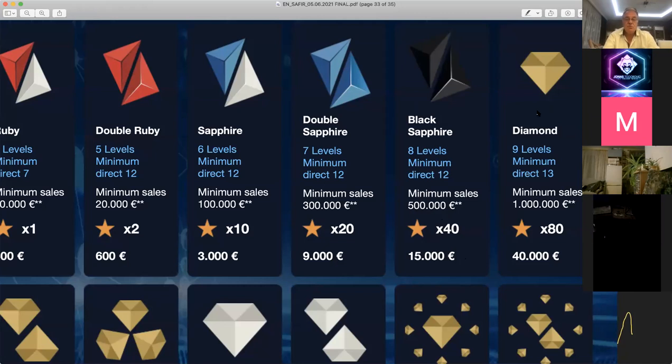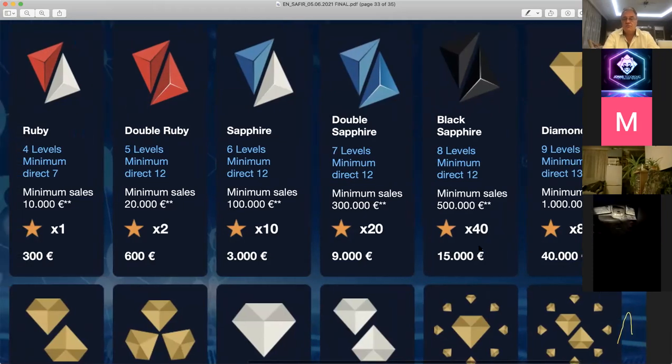As a Diamond, to unlock 9 levels, you need 13 directs and 1 million euro in accumulated sales volume. You will receive 80 pool share points, approximately 16,000 euro every month for the next coming 6 months, plus 40,000 euro as a bonus incentive. This is really powerful, really, really powerful.